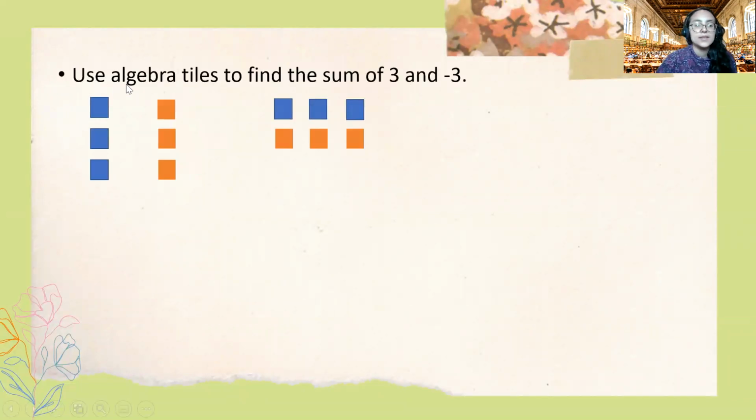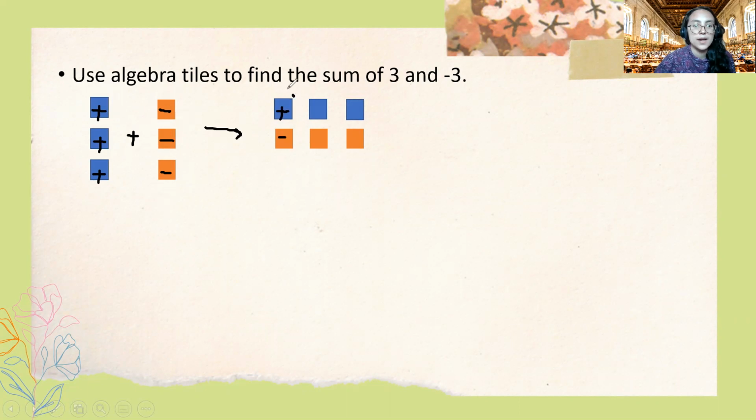So here we're asked to use the algebra tiles to find the sum of 3 and -3. So I'm going to use the blue ones for my positive. So I have +3, so I'm going to write plus, plus, plus. And I have 3 negative tiles, so I'm going to write minus, minus, minus, and I'm going to add these 2 tiles together. And because I have blue tiles that are positive and red tiles that are negative, I'm going to combine them into pairs.